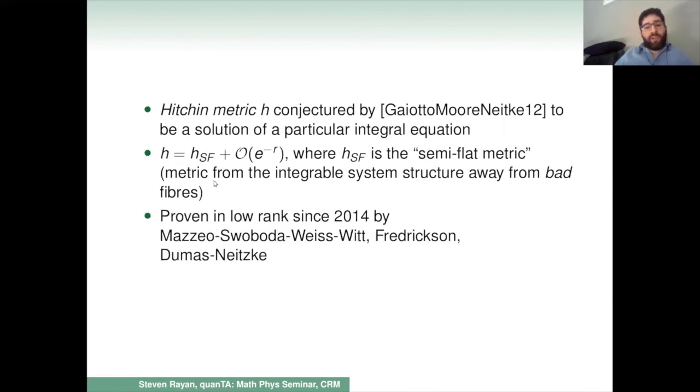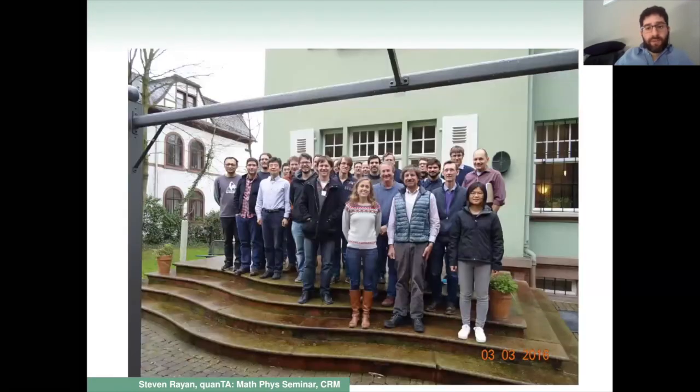And this conjecture has been proven in low rank, especially rank 2, since 2014 in a series of papers by Mazzeo, Swoboda, Weiss, Witt, Fredrickson, and then Dumas and Neitzke. So here's a photo. This was taken at a workshop on Hitchin systems in Heidelberg on a rainy day in 2016. And all of the people except for one that I mentioned on the prior slide are in this photo. In particular, in the front row, we have Andy Neitzke, Laura Fredrickson, and Rafe Mazzeo.